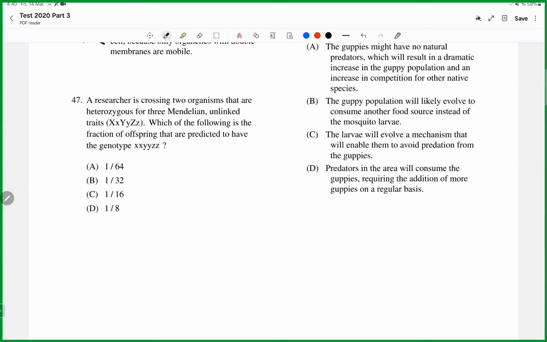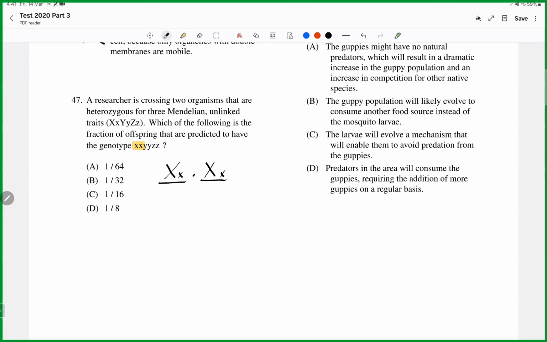Now, what do we do here? Explain how. Like a bunch of squares, we just put them diagonal. X capital X small times X capital X small. What's the chance of getting X small X small? Not 0. It's 1 over 4.